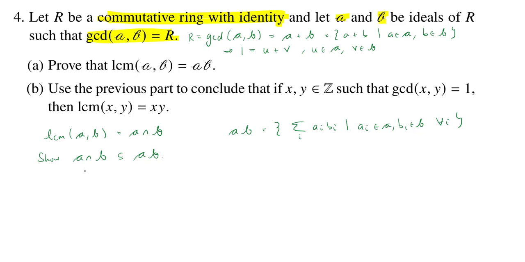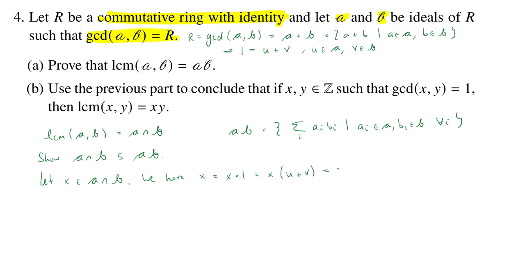So let's assume I have some element in the intersection. We'll let x be an element of the intersection of A and B, so we know x is in A and x is in B. Now, we have an expression for 1, which means I can take x and multiply it by 1, and I don't change anything. But then I can replace 1 by u plus v.